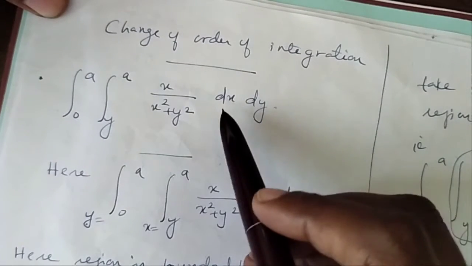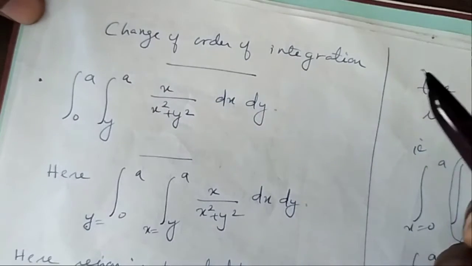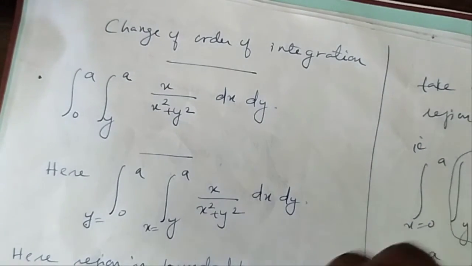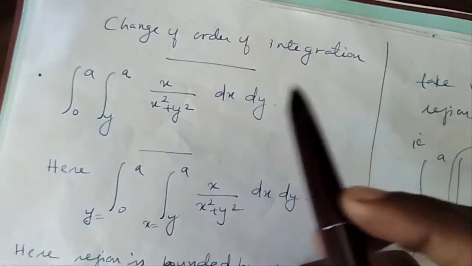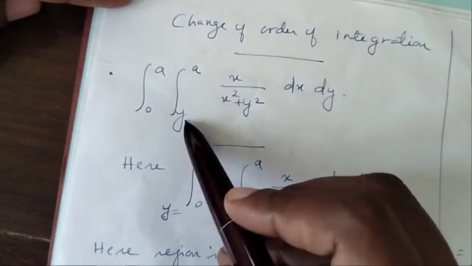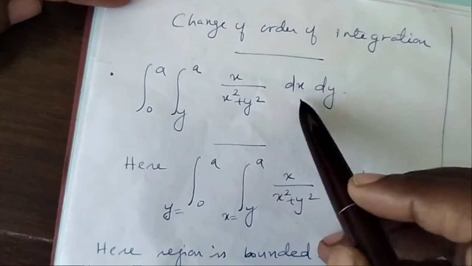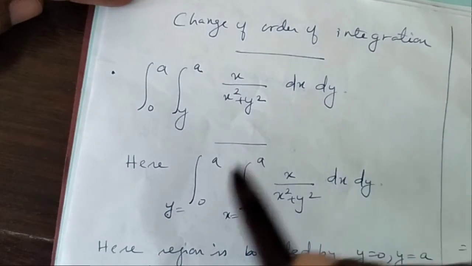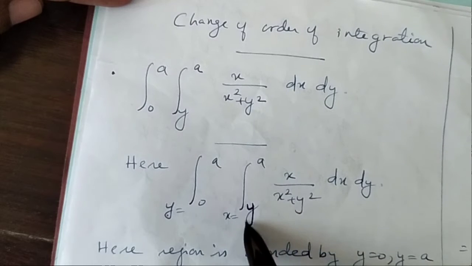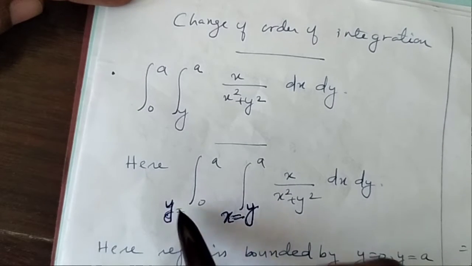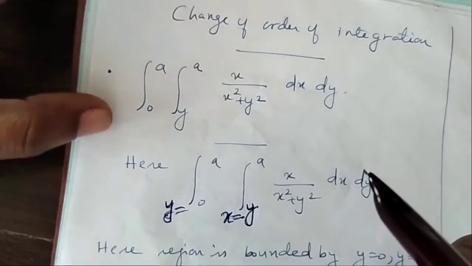So if the question is dx dy, it becomes dy dx. If it is dy dx, it becomes dx dy. Okay. So for this example, 0 to a, y to a, x by x square plus y square dx dy. Here the innermost integral contains the variable y, so it is the limit for x. So the outermost integral will obviously be with respect to y.